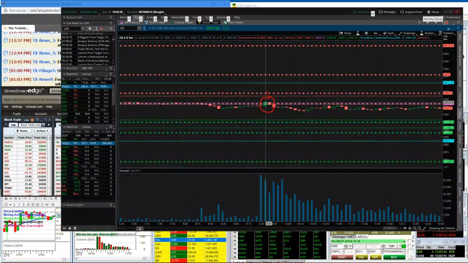Now, what the pivot is, it's John Persons, great guy. I love him. He was a floor trader back in the day, and they used this formula where they took yesterday's high, yesterday's low, and yesterday's close. They added those together, and they divided by 3. And they get this number, this pivot.